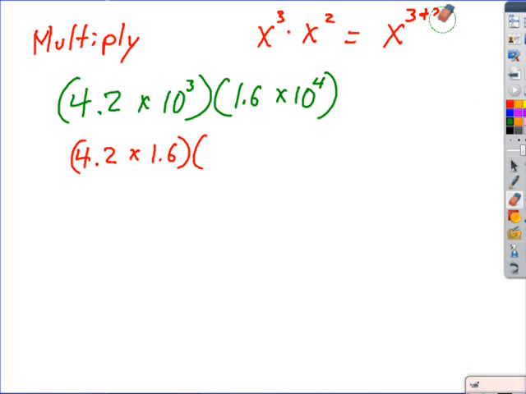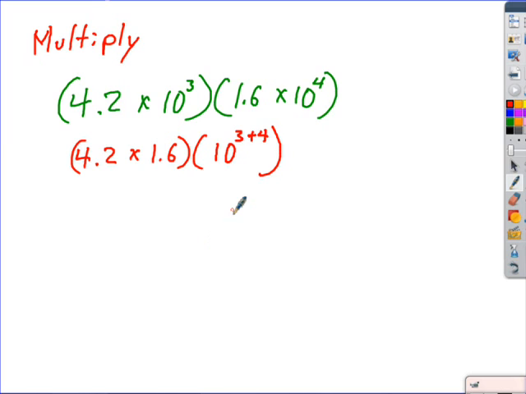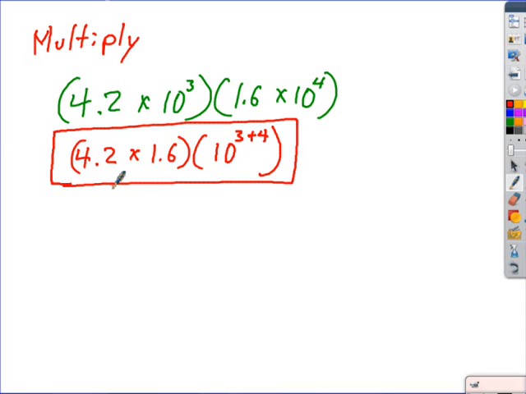Okay, so the same thing goes for, instead of x's, we have tens. So this will be times 10 to the 3 plus 4. That's exactly how I want you to write your answer tonight. Now I realize we could do more work here. We could multiply these two numbers, and we could add the 3 plus the 4 and have it 10 to the 7th. We'll do that later, but for right now, for tonight's homework, HW 1.11, you're going to do that right there and stop. Okay, we'll get into using calculators a little further along.